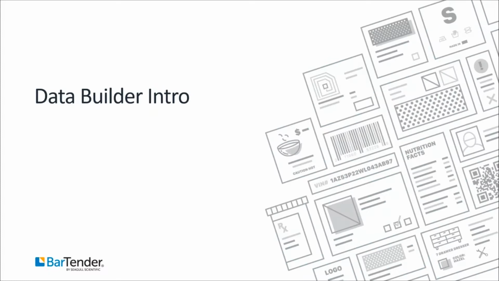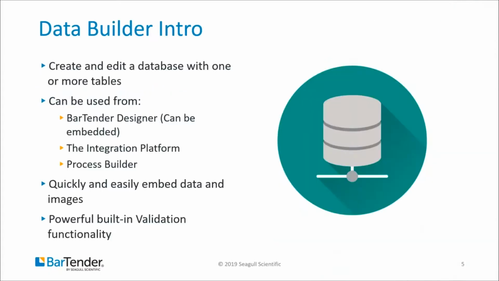As mentioned per the agenda, we're going to begin with an introduction to Data Builder. Let's look at a few bullet points and review just what it is exactly. In essence, Data Builder is an application in your BarTender suite that allows you to create these BarTender database files, so Data Builder files. Within any one of these Data Builder files, you can have one or more tables that you'll have to create or import. And from there, you can use those tables to populate your labels, just like you would with other database platforms. You can also use them in some of the other companion applications, such as the Integration Platform and Process Builder.